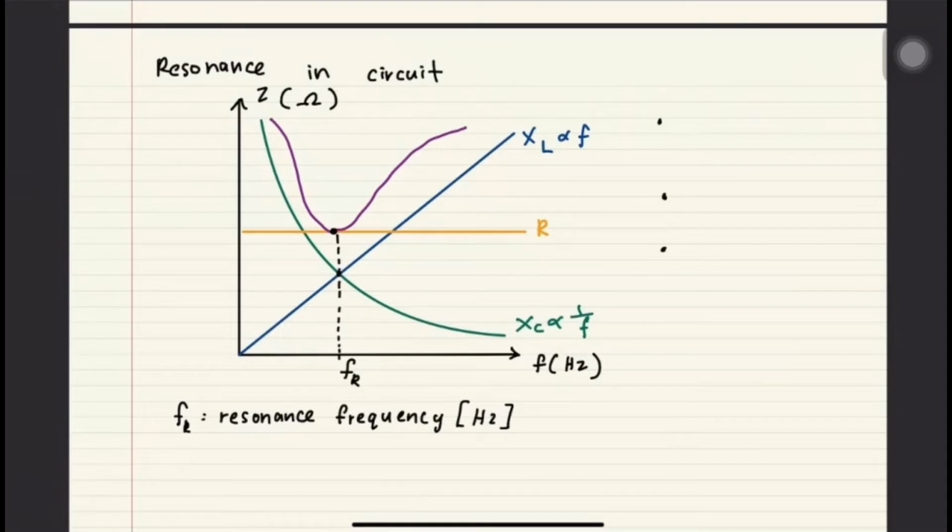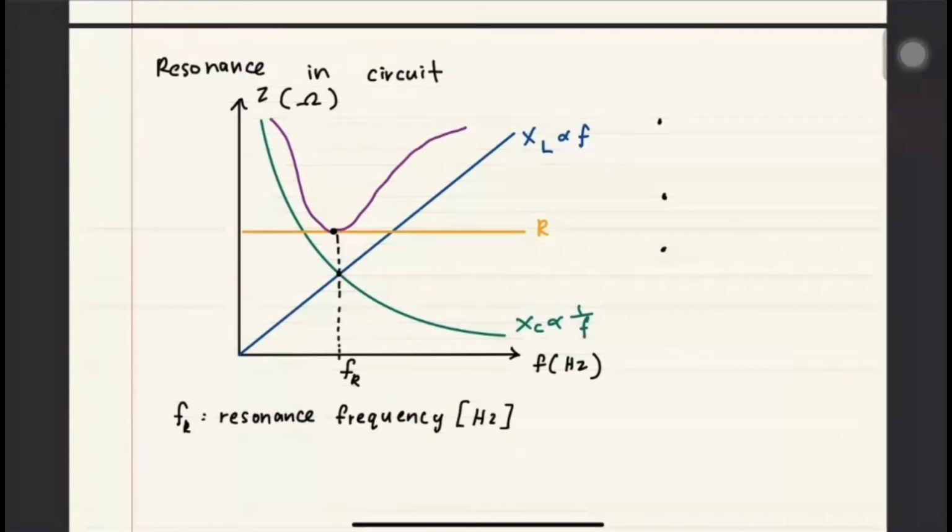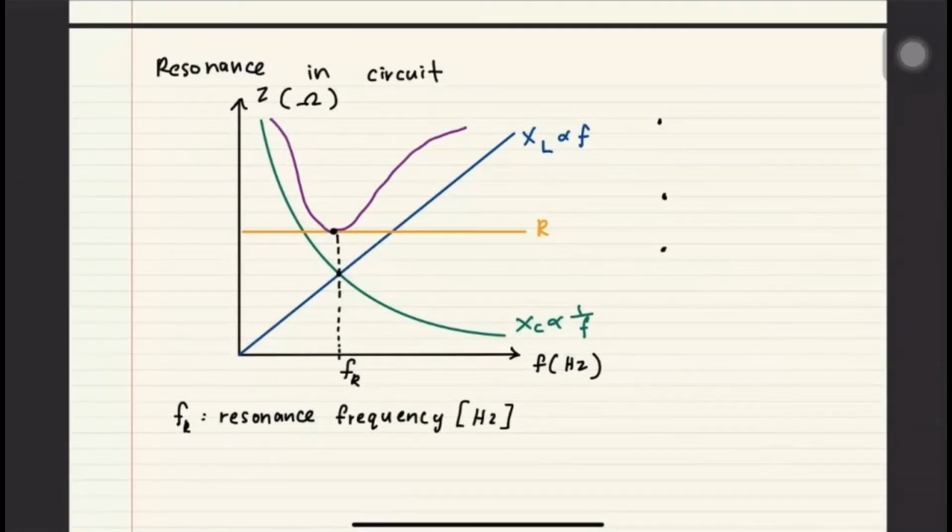Okay, if I say resonant, what is the first thing you think of? What is the first thing you think of when I mention resonance? Wave. Wave, okay, very good. Okay, back to this one.